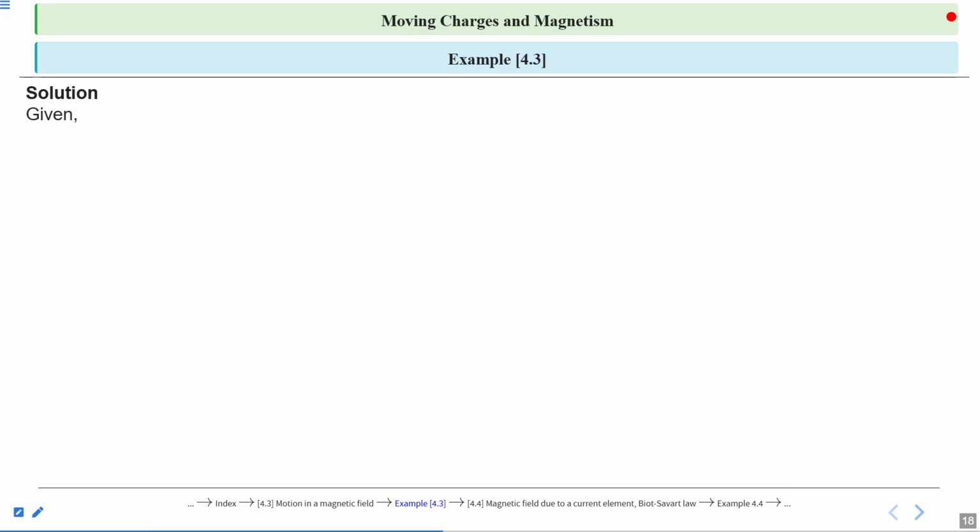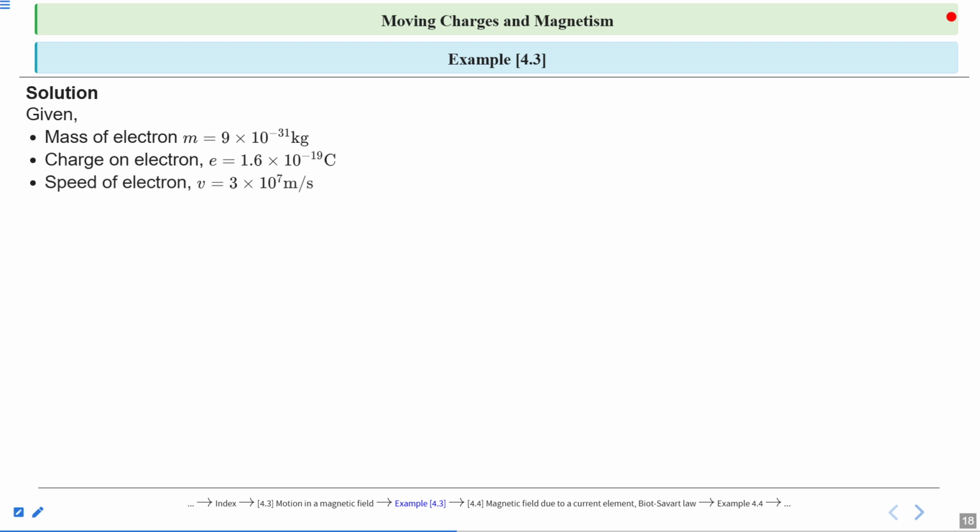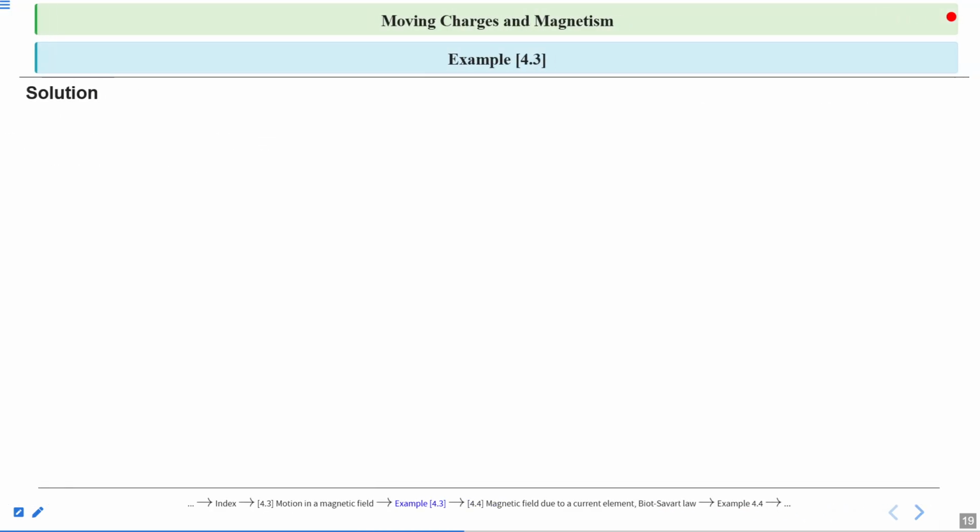So you have to list all the given things. So mass of the electron is given, m equal to 9 into 10 to the power minus 31 kg. Charge on electron e is given by 1.6 into 10 to the power minus 19 coulomb. Speed of electron is given, v equal to 3 into 10 to the power 7 meter per second. Magnetic field, B equal to 6 into 10 to the power minus 4 Tesla. Now what we have to find?